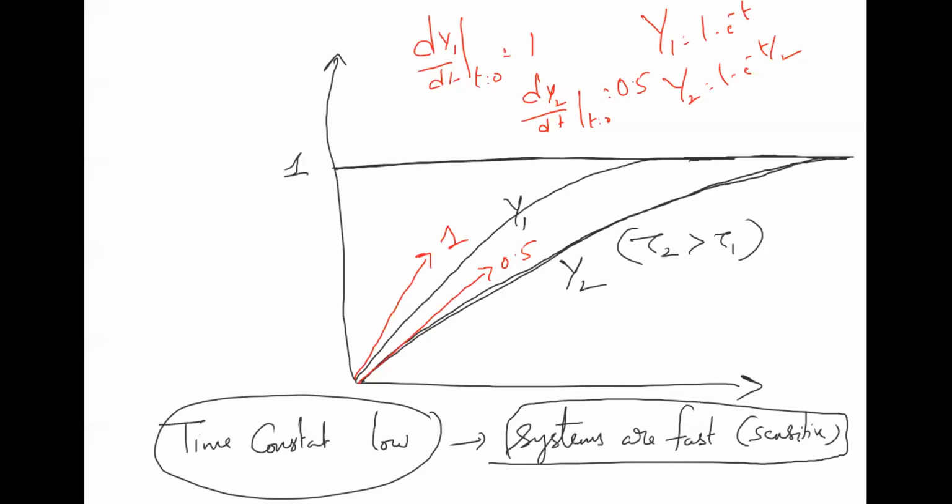Understood? So what is dy by dt at time t equal to 0? Here the slope is 1, here the slope is 0.5. When the slope is 1, the systems are fast. When the slope is 0.5, the systems are slow. So basically, have you understood the importance of Kp and tau?